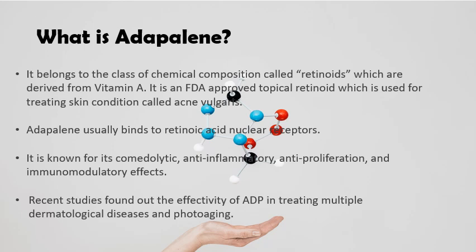Adapalene usually binds to the receptors called retinoic acid receptors, or RAR in short. It is also known for its anti-inflammatory, anti-proliferation, and immunomodulatory effects on comedones. Comedones are the skin-colored small bumps usually found on the forehead and chin of people with acne. Examples of this are blackheads and whiteheads.